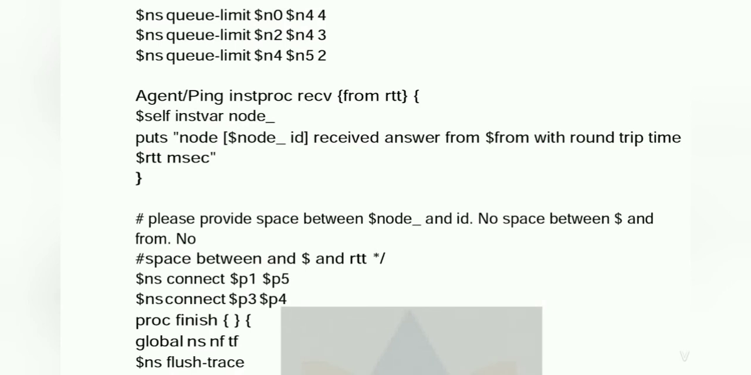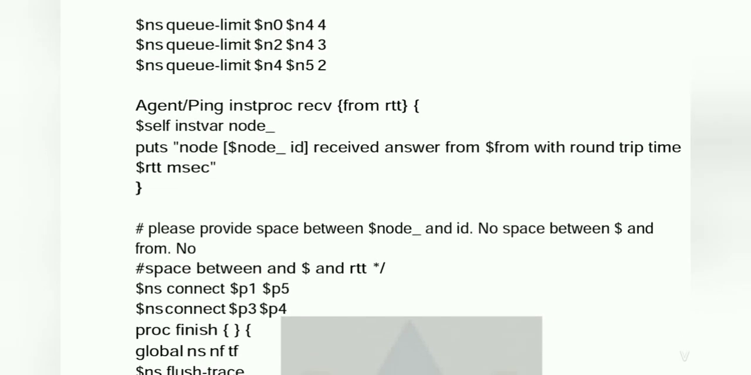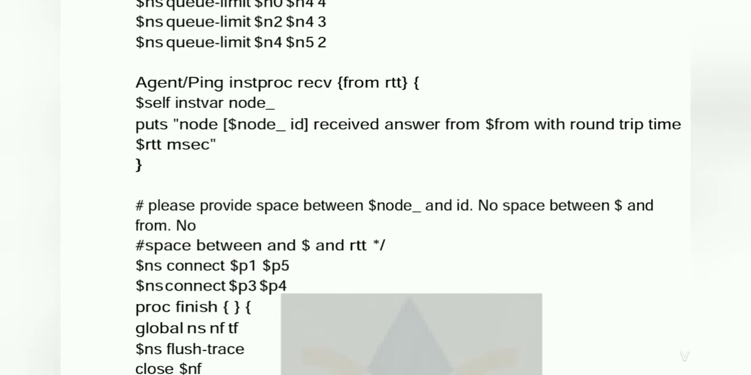And here we are setting the queue limit for some of the links. We have used a queue type of drop tail, and the maximum limit for drop tail is 10. We are setting the limit for the link between node 0 and node 4 to be 4, node 2 to node 4 to be 3, and node 4 to node 5 to be 2.